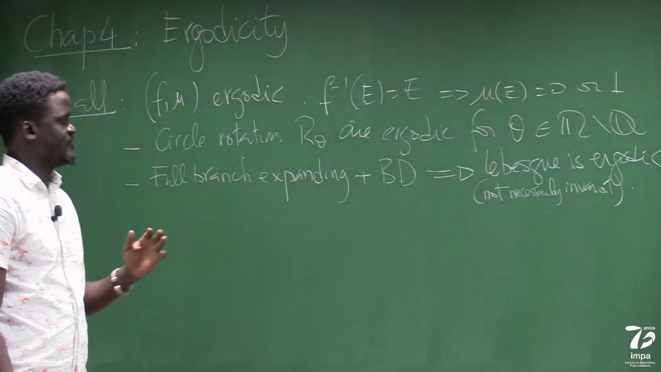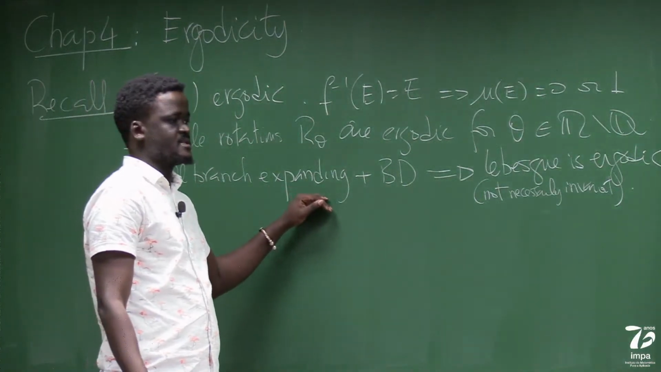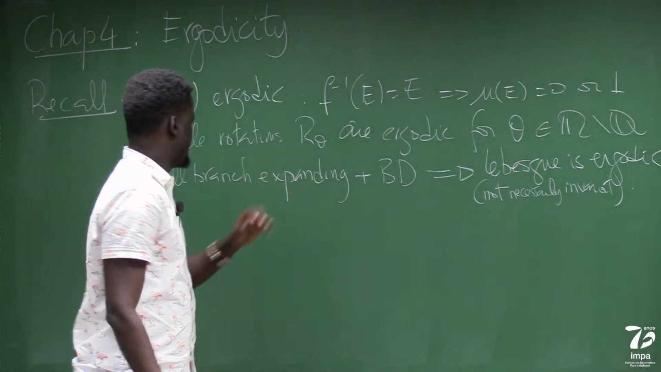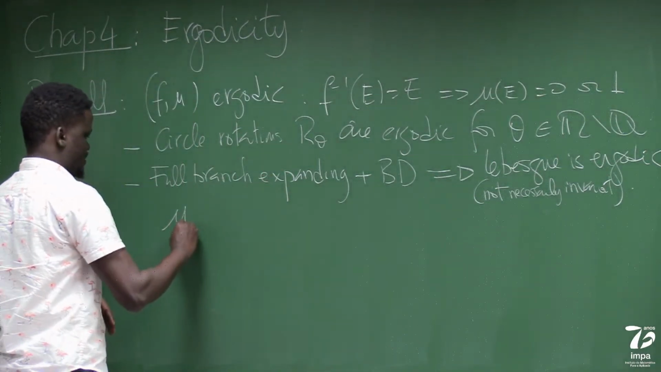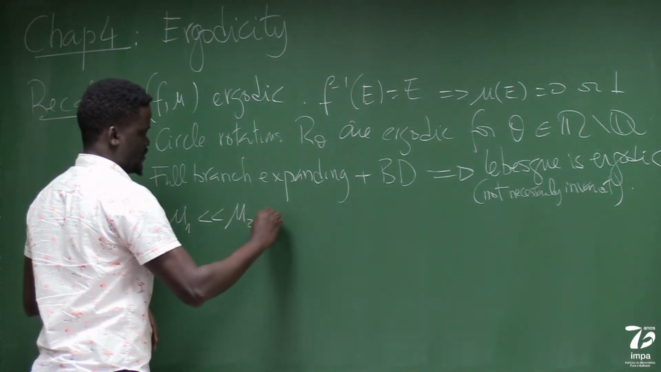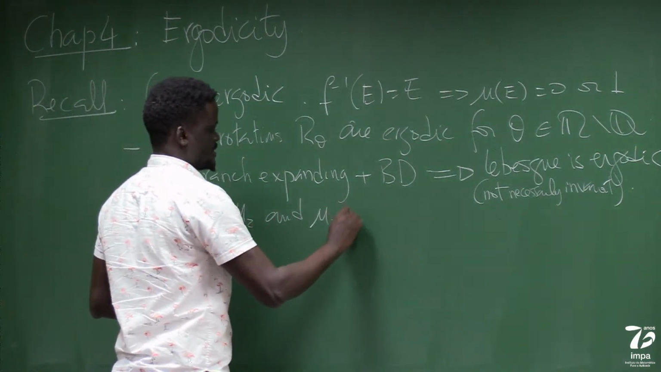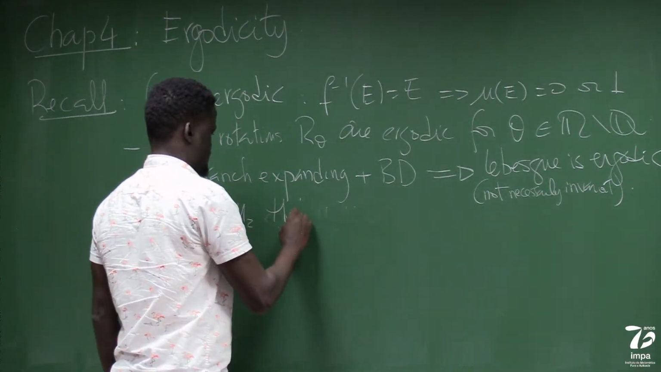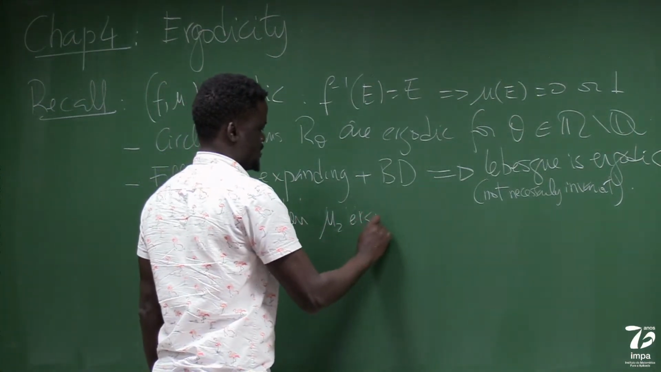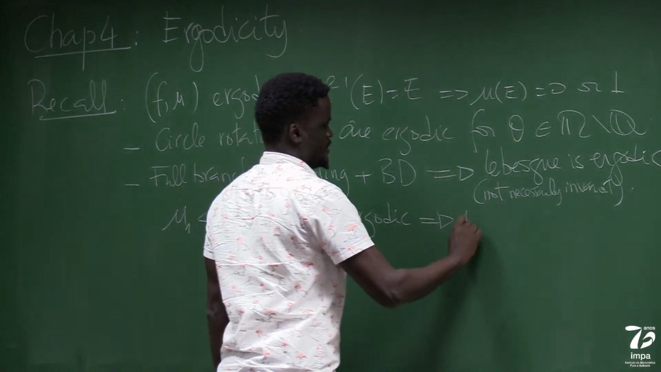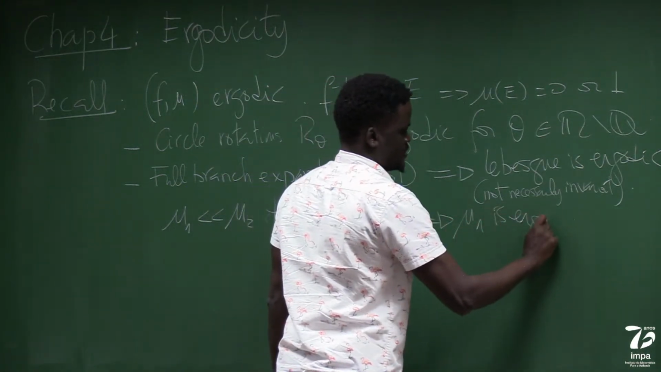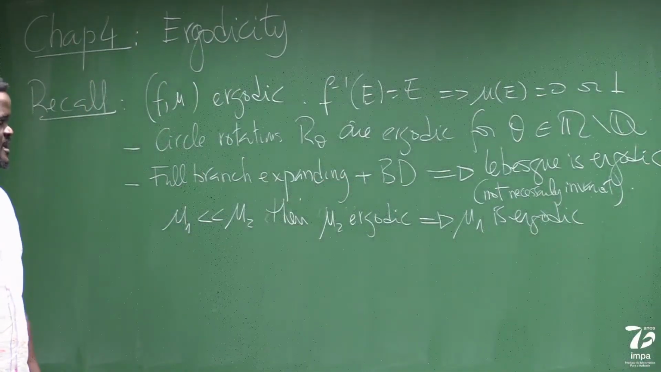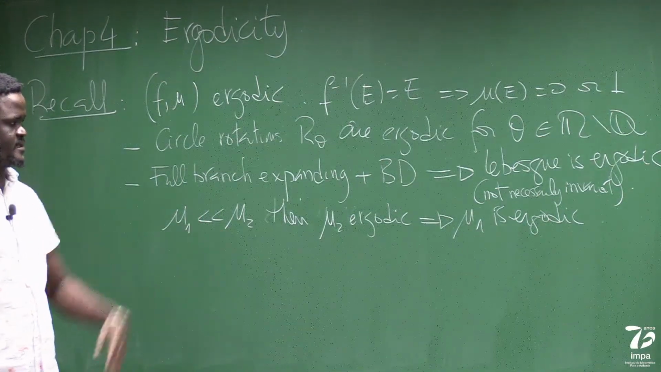Lebesgue is not necessarily invariant, but what happens in these kinds of systems is that the invariant measure will be absolutely continuous with respect to Lebesgue. And remember this property: if mu1 is absolutely continuous with respect to mu2 and mu2 is ergodic, then mu1 also is ergodic. So this is really a way to see that for a full branch expanding map, the invariant measure you get is ergodic.